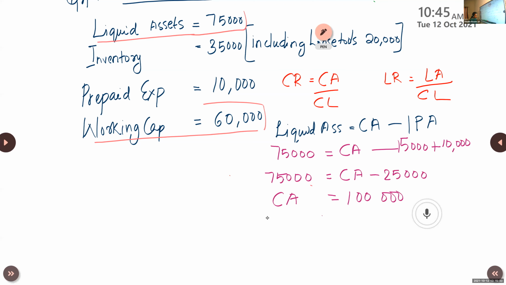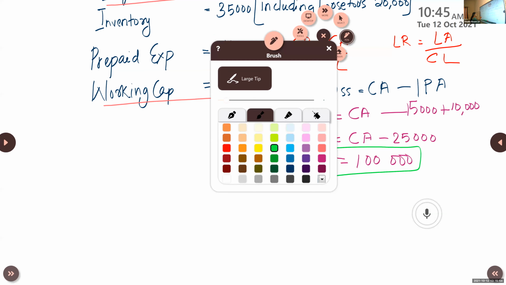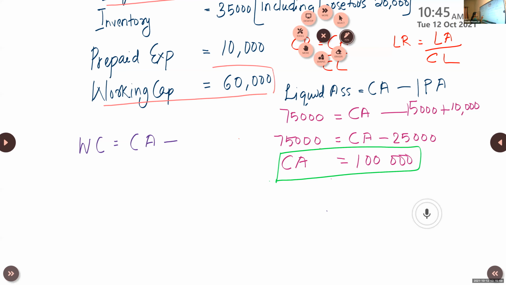Similarly, find out CL now. How do you find CL? We can find CL with the help of working capital. Working capital is equal to CA minus CL. So working capital is given to you, 60,000 equal to CA, we got it now, 1 lakh minus CL. So how much is CL? 40,000. CL is 40,000. Very good.